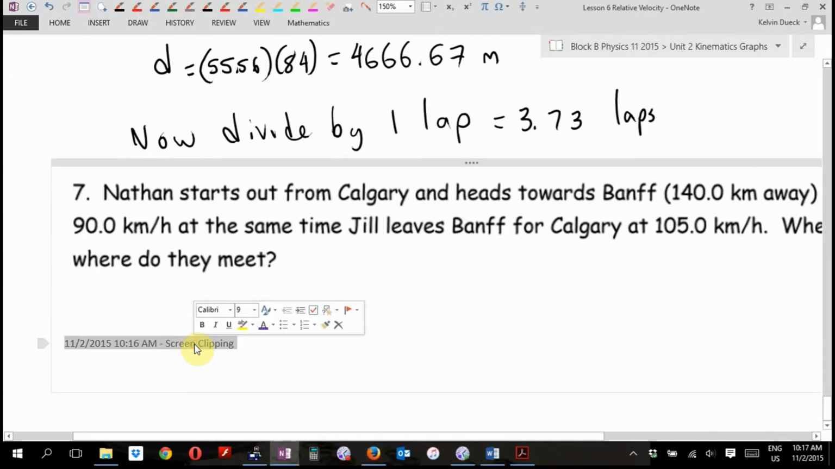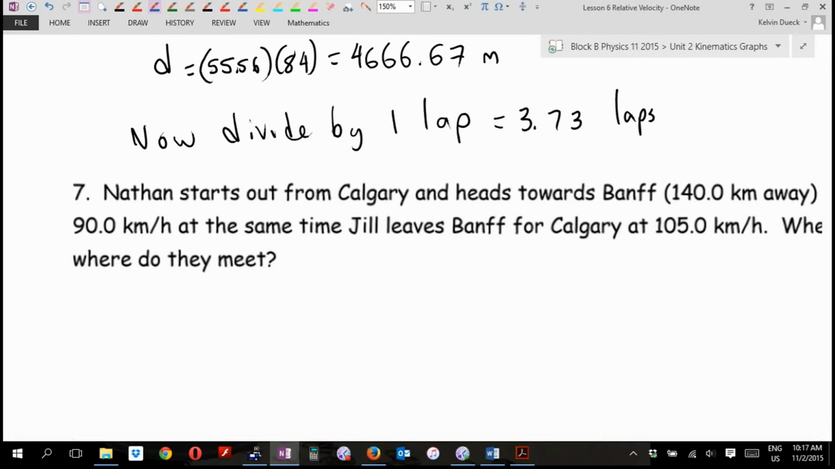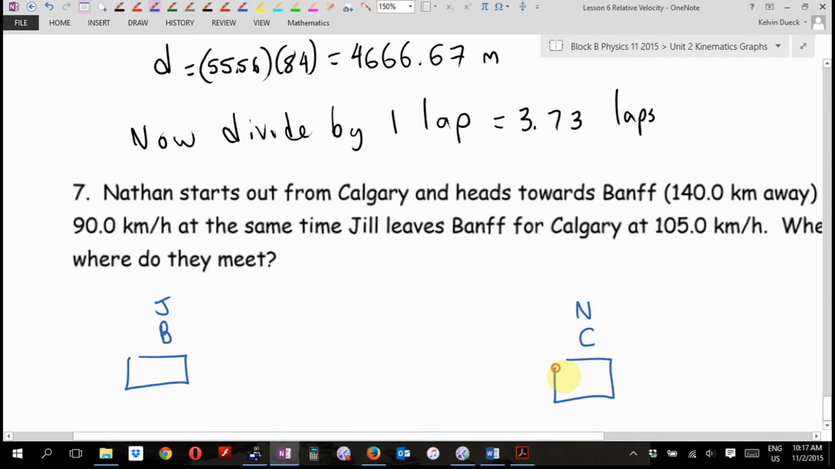Okay. Nevada, I'm going to draw a little picture. Is Calgary east of Banff or west of Banff? Any Alberta people here? I think Banff is here, Calgary is here. So here's Nathan, here's Jill. There's the cars. This is why I type most of my stuff. I can't draw to save my life. You okay with that so far, Nevada?